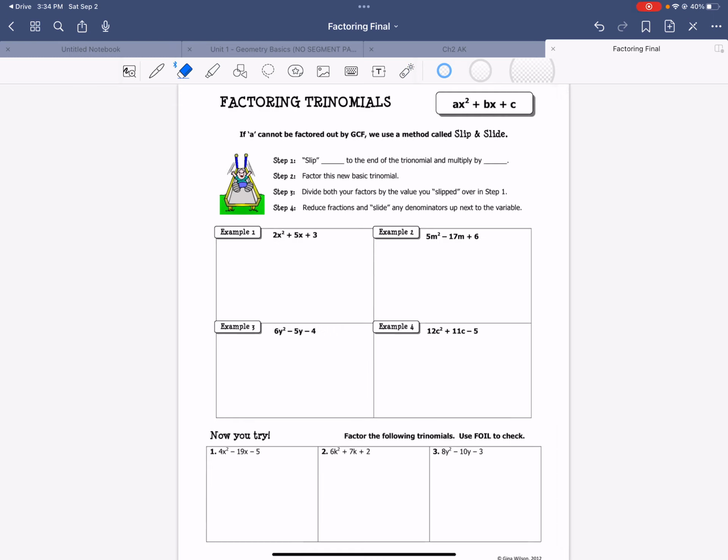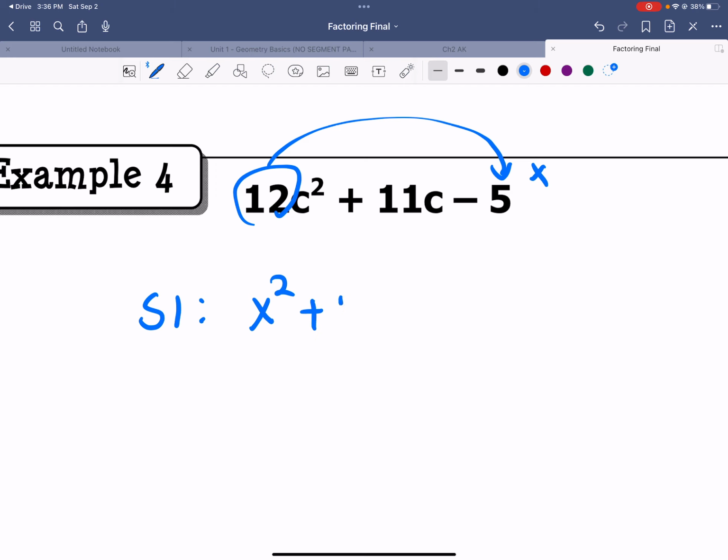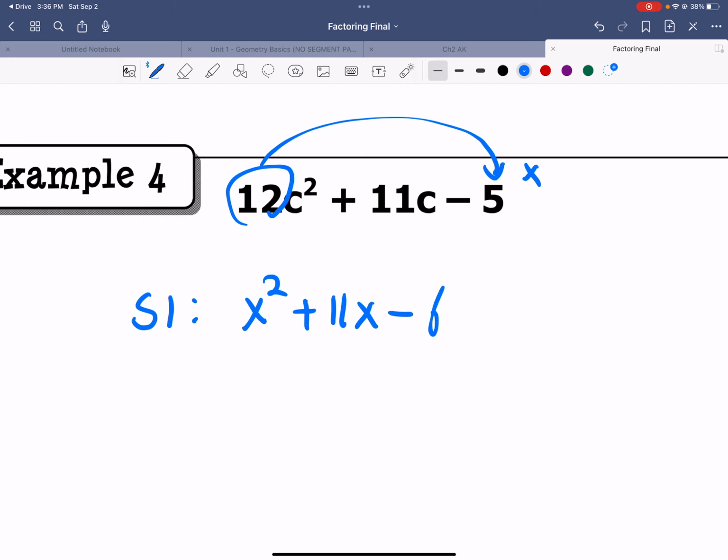Let me go over question number 4. What's the smallest number out of this one? 5. And see if 5 goes into 11. Nope, it does not. So that's it. There's no GCF in this case. So step number 1, let's move the first number to the last number and then multiply. So it's going to be x squared plus 11x minus 12 times 5, which is 60.